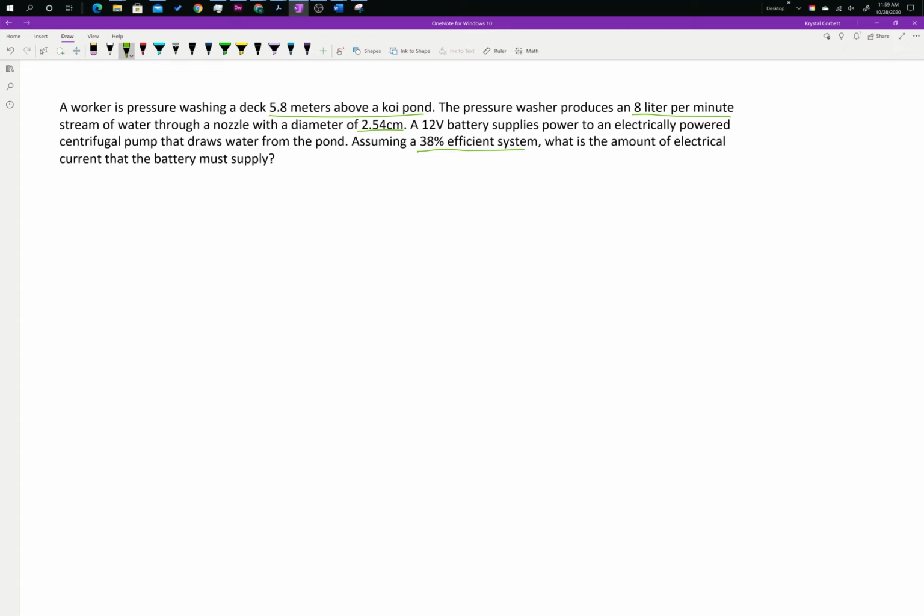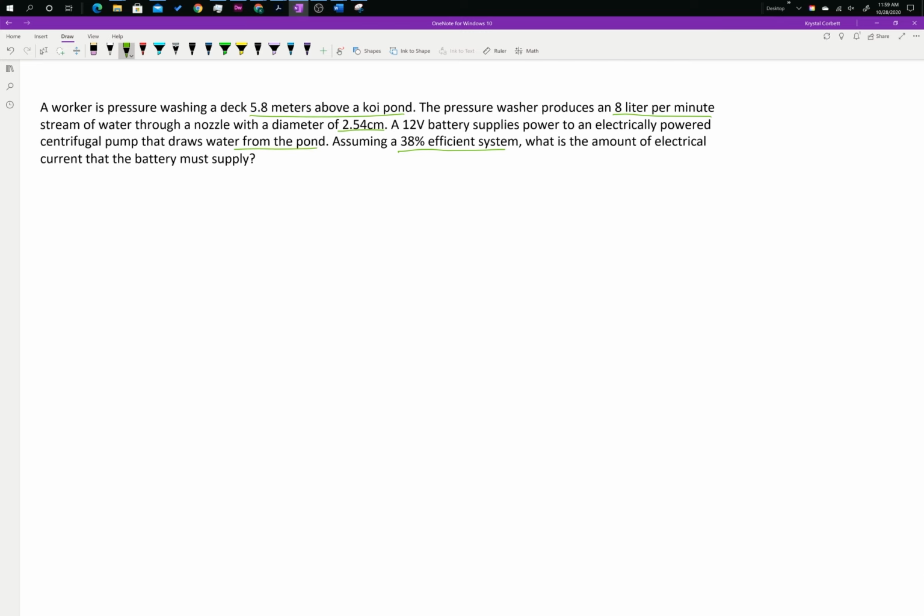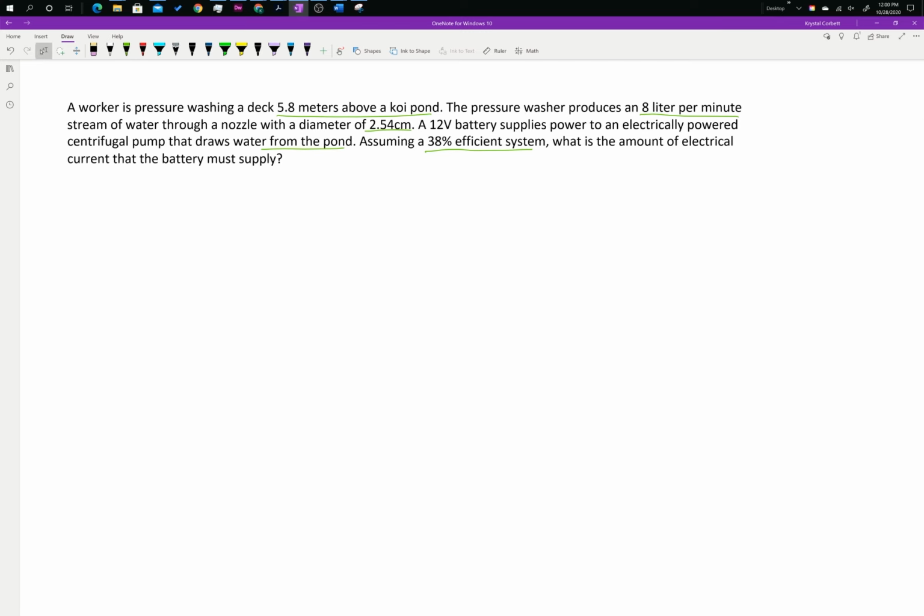In order to start this problem, I recommend that you write down in a list form all the known information that is given through the context of the problem. We know that a worker is pressure washing a deck 5.8 meters above the koi pond, and we know that the water is coming from the koi pond. So that 5.8 meters is our pump head. Remember, pump head is measured from the water level of the reservoir tank to the exit of the nozzle. So pump head is 5.8 meters.